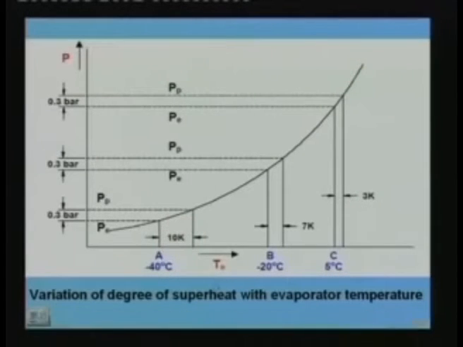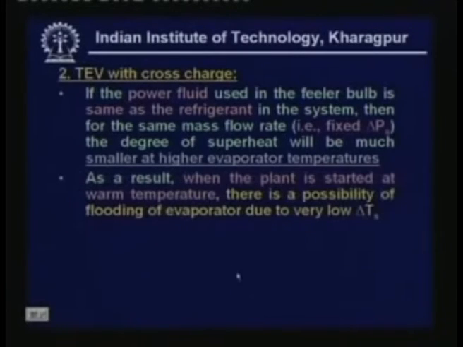Okay, now what is the problem when the degree of superheat becomes very small? When the degree of superheat becomes small, as I said, when the plant is started at warm temperature, there is a possibility of flooding of the evaporator due to very low delta Ts. Okay, so if the degree of superheating is not sufficient, then more refrigerant may enter. Okay, and there is no load, or higher refrigerant flow will be there to the evaporator. So the evaporator may get flooded, and flooding, as you know, may lead to slugging of the compressor. Okay, so this has to be avoided, right?